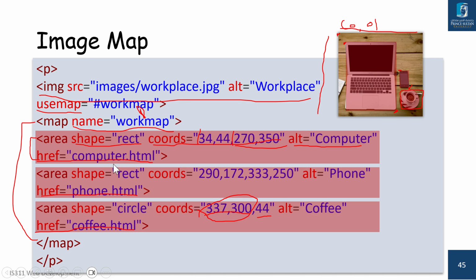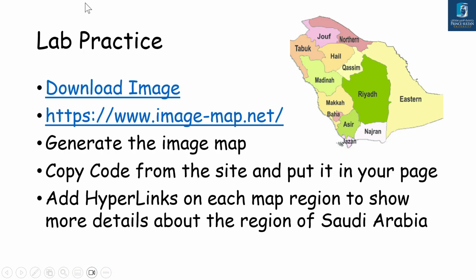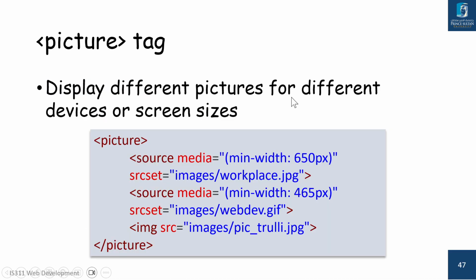Is it clear? So the next example, that is also more like a lab practice as well, but I will show you at the end of this lecture how we can create these maps using this. If you click on that image, this link here, it will take you to an online tool where you can upload your image, and then you can actually create that map, and then you can just copy that map and put it into your HTML file. Okay. But I will show you, and then we can see how we can work on it.